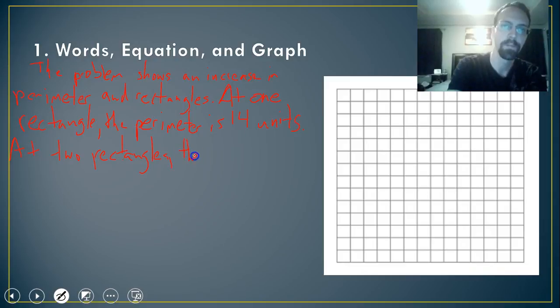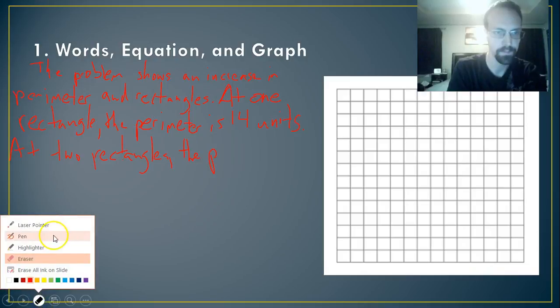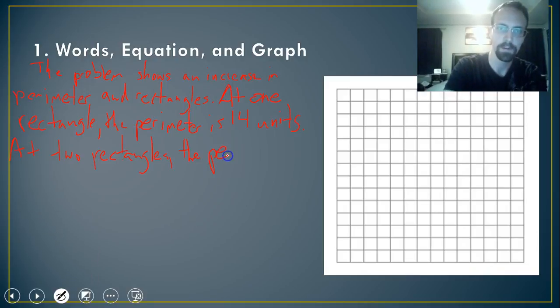the perimeter. Did it again, the pre-meter, man. Let's try that again, Mr. Brummond. I believe in myself. You can do it, me. The perimeter is 16 units. I'm writing way too big. I'm going to have to erase this when I get finished so I can do my other stuff on here. The perimeter is 16 units.